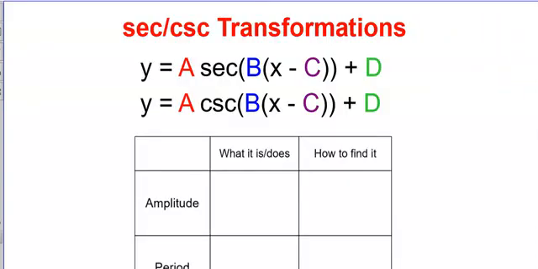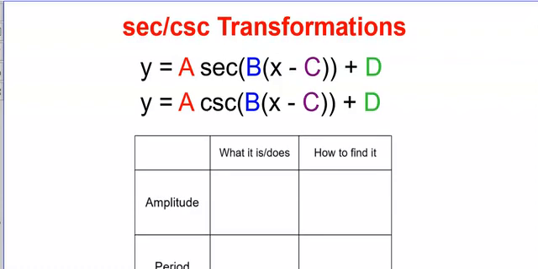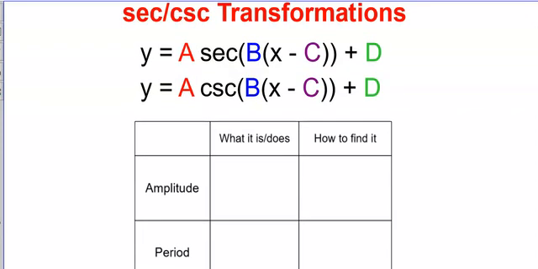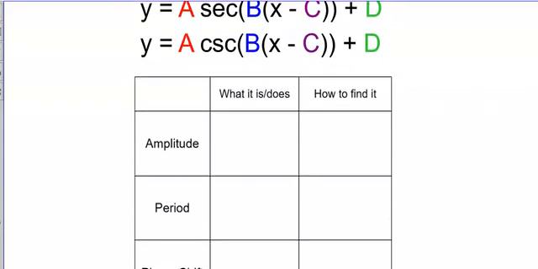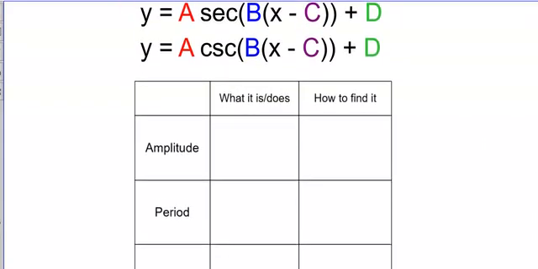All right, moving on to your transformations. This isn't going to be anything very new. Since you already did sine and cosine, it's all the same. So amplitude, period, phase shift, and vertical shift are all coming from the exact same location. So just note to self, these are the same as your sine and cosine.